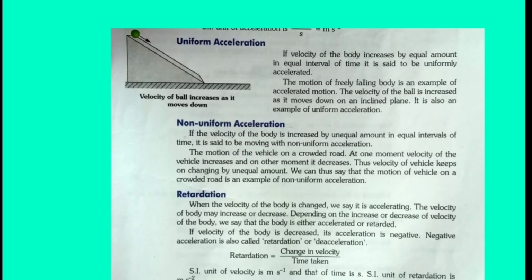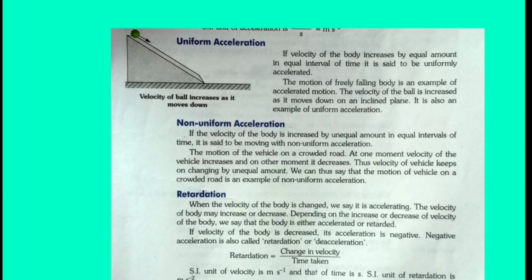Now we will try to define the terms uniform and non-uniform acceleration. We saw that acceleration is nothing but the change of velocity per unit time. So only if the velocity of an object keeps on changing, that object will have an acceleration. Uniform acceleration is when the velocity of the body increases by equal amounts in equal intervals of time. Let us take an example of a moving vehicle.